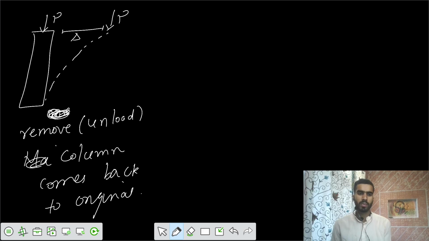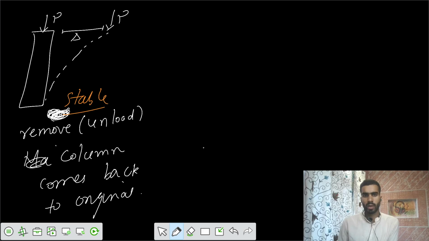So if the load is such that you applied it, there is some deflection delta, and you remove the load now, and the column comes back to its original position, we call this configuration a stable configuration.